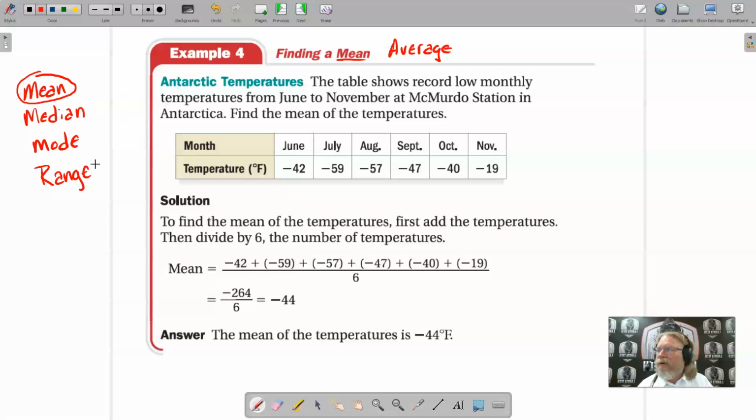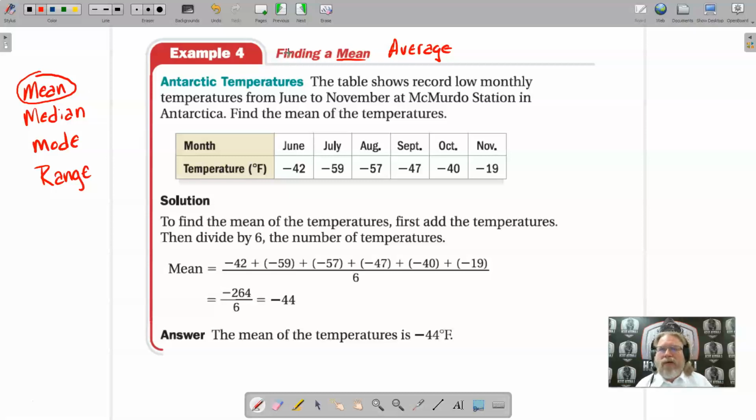Median and mode and range don't seem to take as much work to calculate as the mean does. So I always teach it as, since it takes the most work to do, it's mean. It makes you do more work. So, gee, isn't that mean? You've got to do more work to find the answer. So that's my memory device for it.